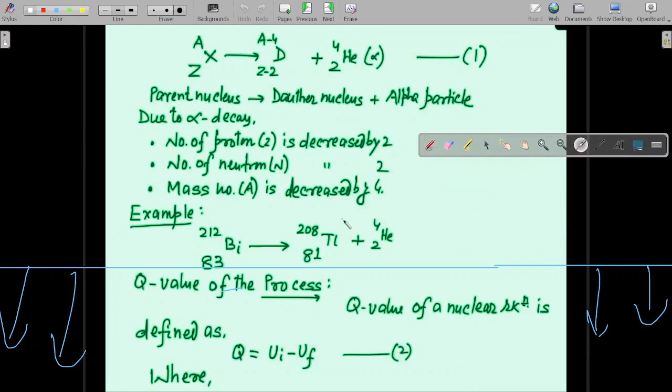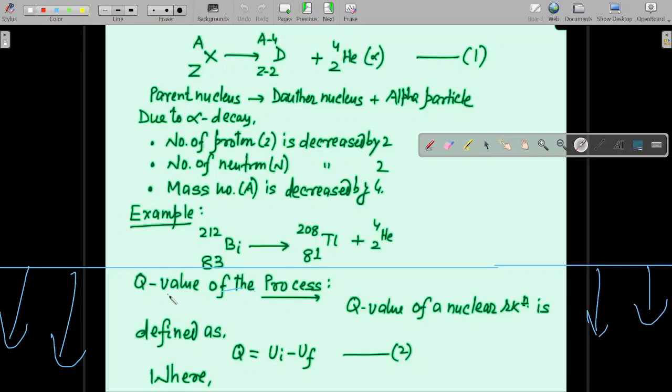Let us understand. So first of all, I had already told you the example of alpha decay. The example was as follows: bismuth, which has atomic number 83 and mass number 212, was getting converted to thallium having atomic number 81 and mass number 208, and in return an alpha particle was released in this process. An alpha particle has 2 protons and 2 neutrons and 4 nucleons in total.